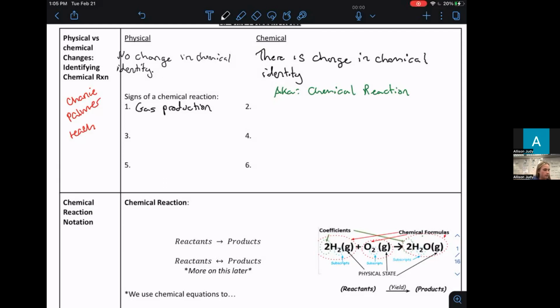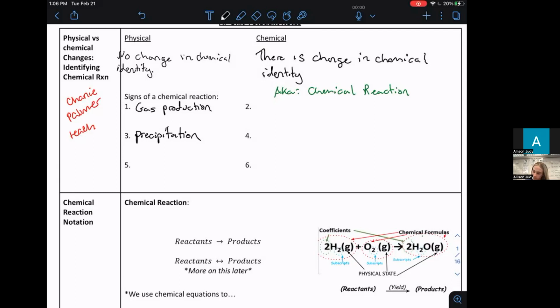Another sign of a chemical reaction is precipitation. I think we've talked about this a little bit already. But precipitation is when you have a solid form, usually out of solution, mixing ionic compounds in solution, and you have a solid forming or precipitating out. That's another sign that you have a chemical reaction occurring. You've created a new substance that is no longer soluble, and so it precipitates.